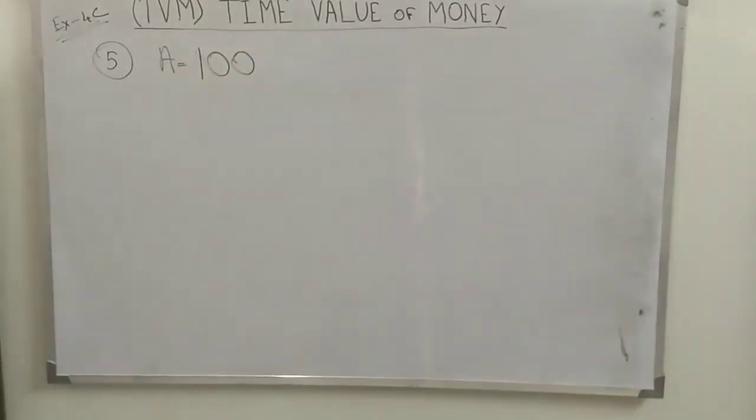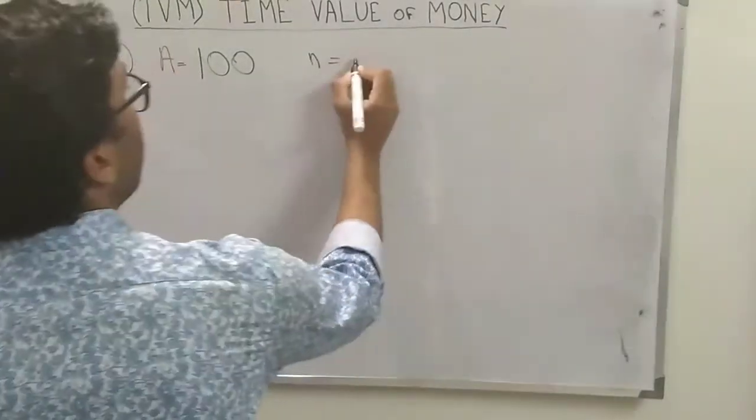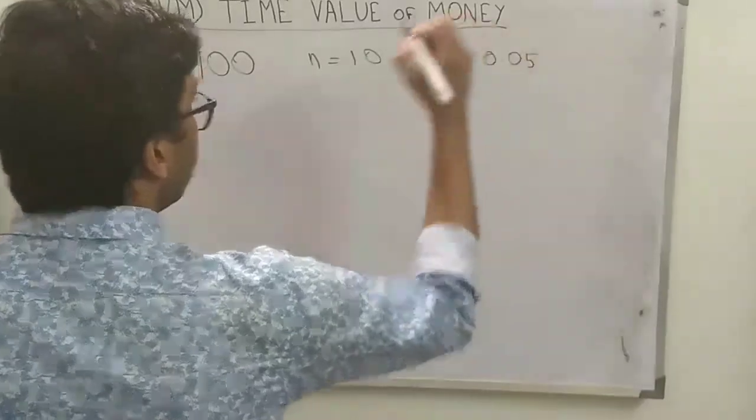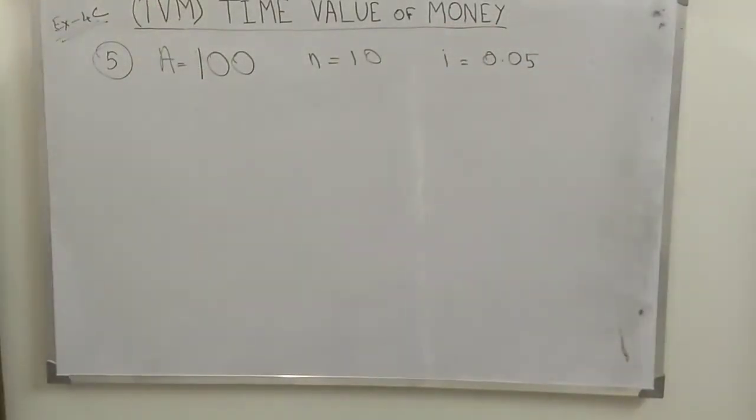A is rupees 100. N is 10 and I is 5%, that is 0.05. Now you have to calculate, find the future value of the annuity.